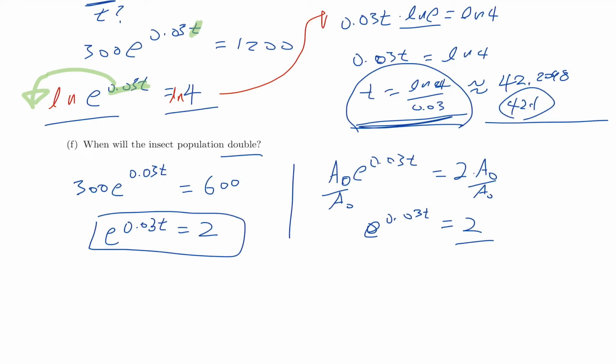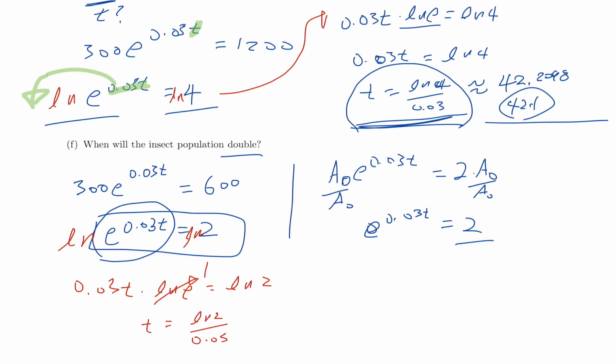Okay, as long as we know this part right here, the growth rate or decay rate. So here, this is just solving another exponential equation. Take ln both sides. Then here I have 0.03t times ln of e equals ln of 2. This is 1. So t is just ln of 2 over 0.03. Okay. So let me type that in a calculator or search in Google.